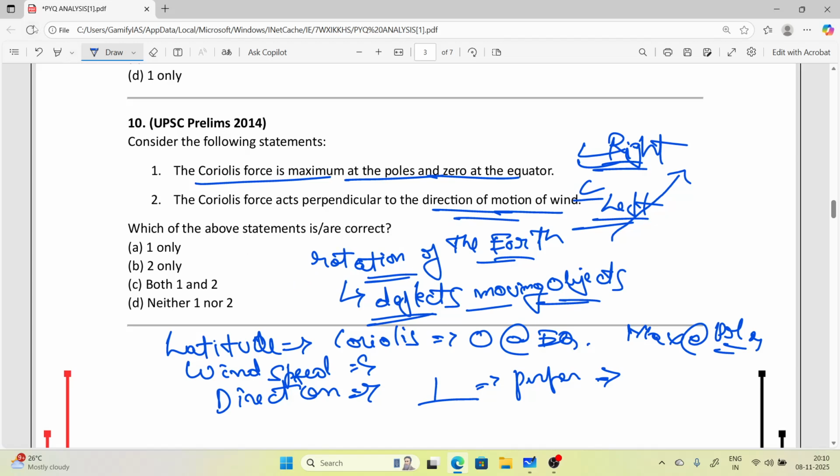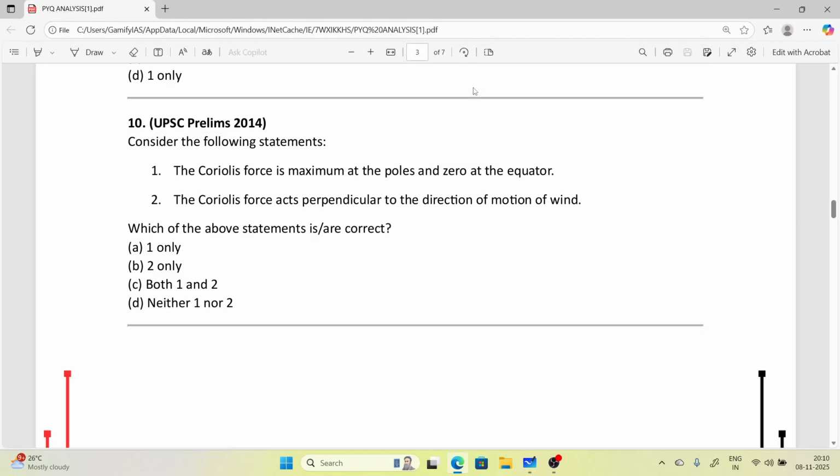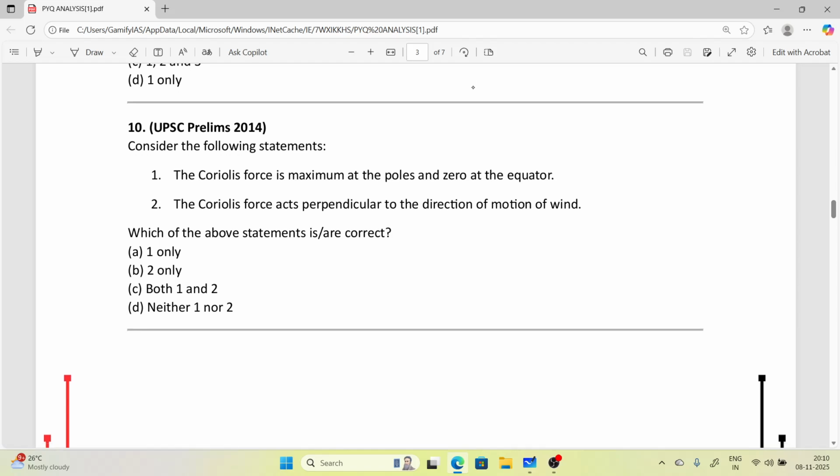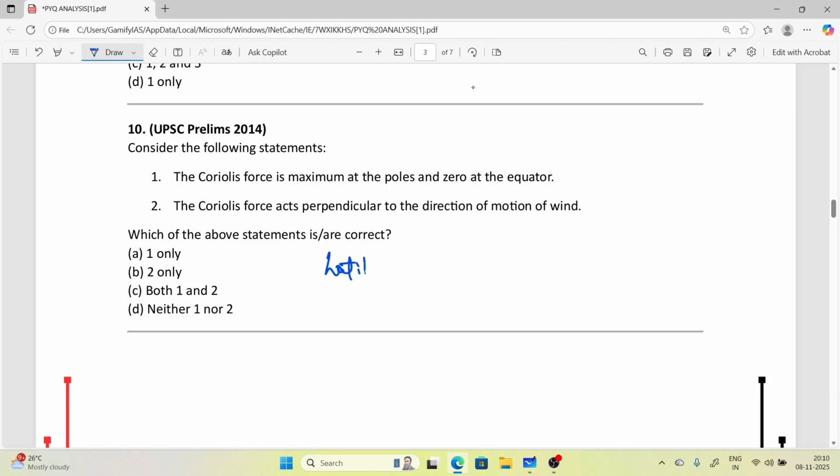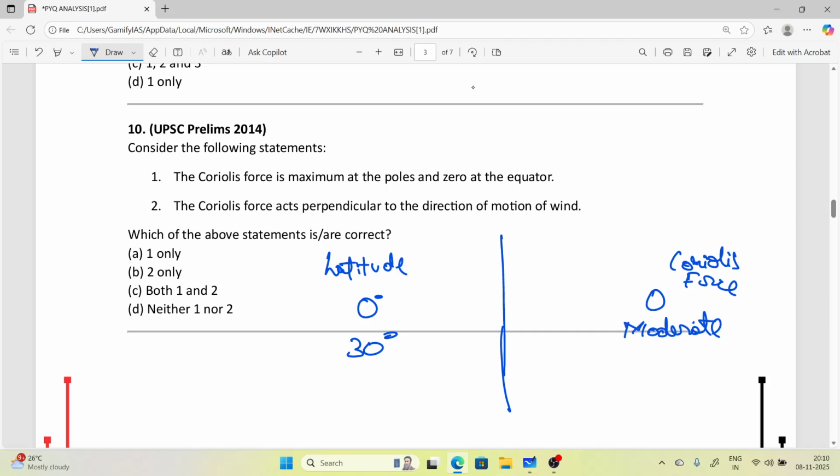So let us also see at which latitude how this Coriolis force behaves. Like the last table, latitude and Coriolis force. At 0 degree, the Coriolis force is 0. No Coriolis force at all. At 30 degrees north and south, the Coriolis force is moderate. We are understanding a pattern, okay, understand the pattern. And at 60 degrees north and south, the Coriolis force is very strong. And at 90 degrees, the Coriolis force is maximum. Maximum Coriolis effect. You have to understand this pattern, from 0 degree towards north and south 90 degrees.